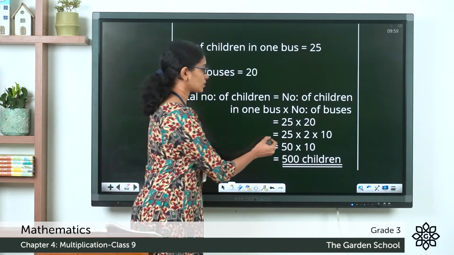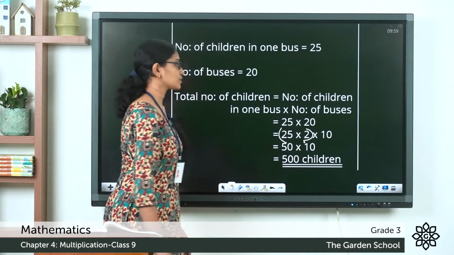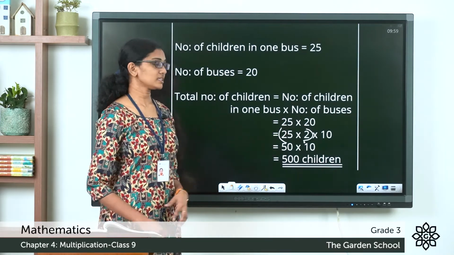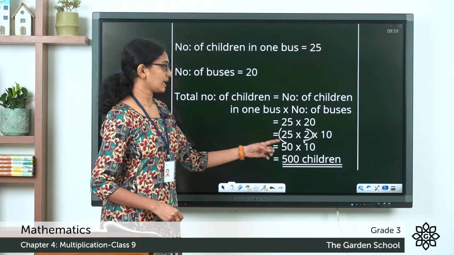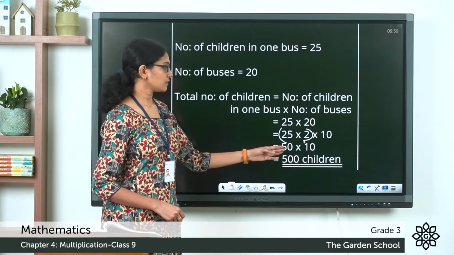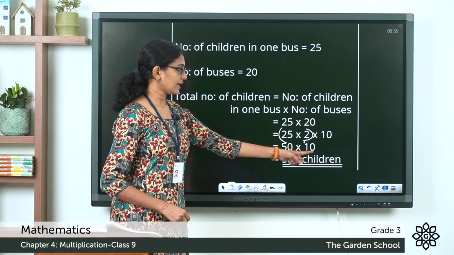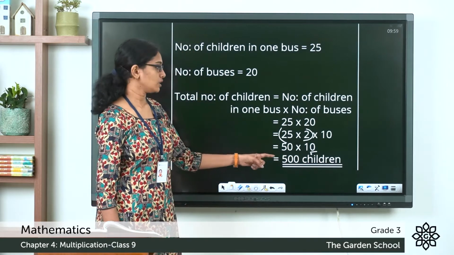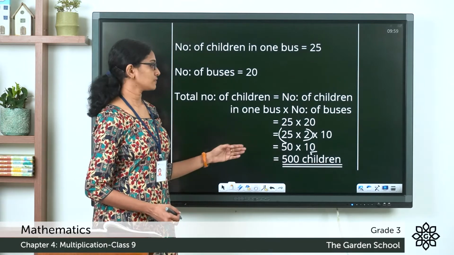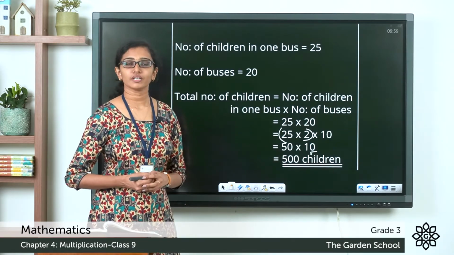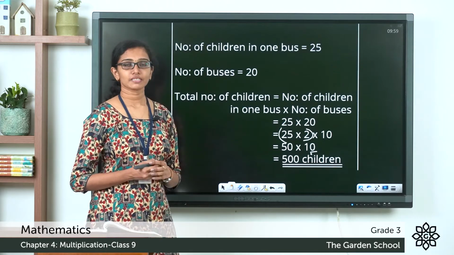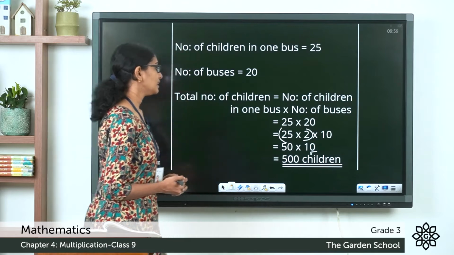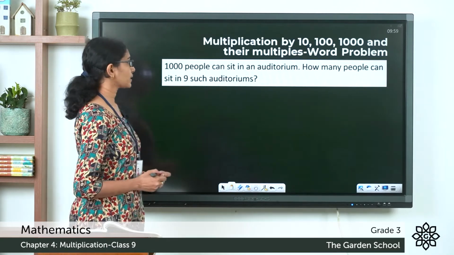Clear? Now, let's group this 25 into 2 and then multiply that with 10. So, 25 into 2 is equal to 50 and we have 50 into 10. So, 50 into 10, you just write 50 and add or insert this 10 to the right end of 50. So, the final product would be 50 into 10 is equal to 500 children. So, how many children can be seated in 20 buses? 500 children. Clear?